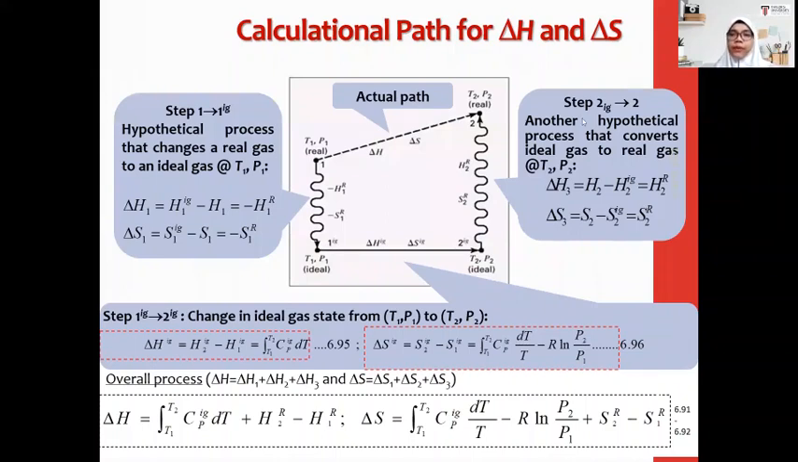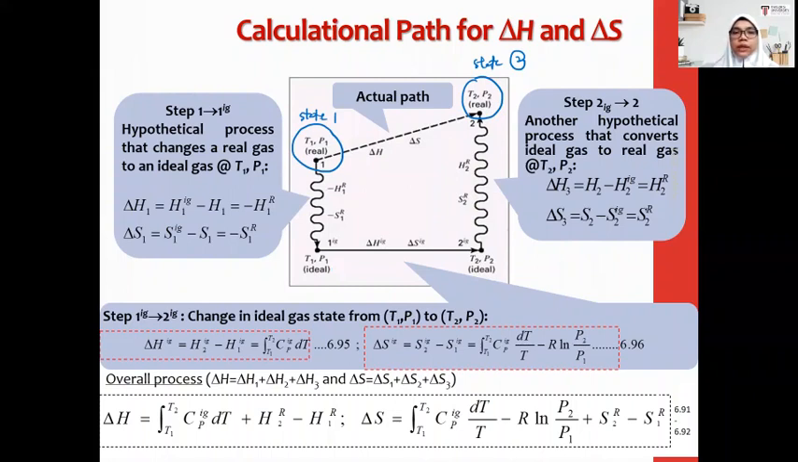Okay, how do we perform the calculation to determine delta H and delta S? Example here. We have the real state 1, and this is state 2. In order for us to determine the change from real state 1 to state 2, it cannot be measured directly. So we cannot simply take the conditions in state 1 and state 2 and determine delta H. But we need to move from the real state to the ideal state first.